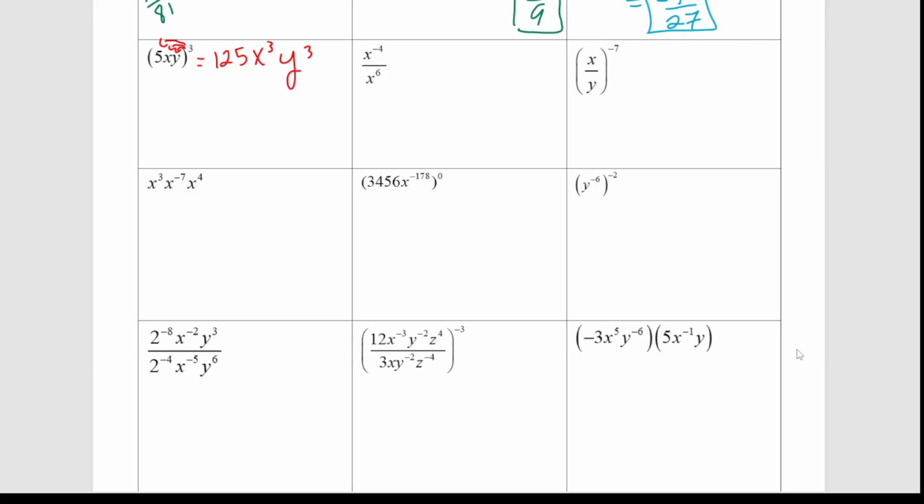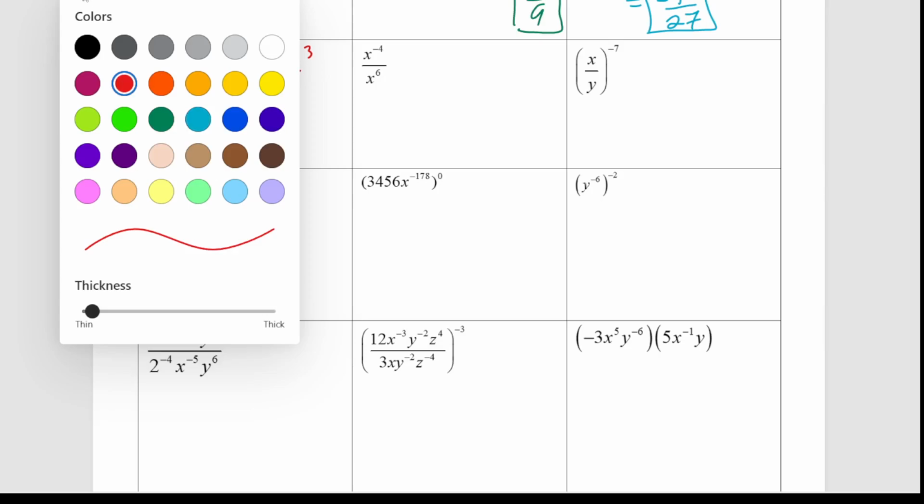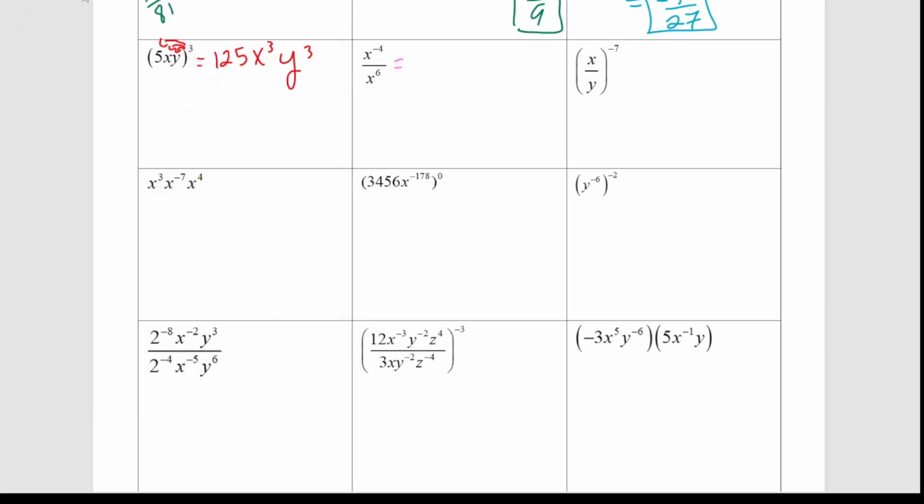For this next one, I find it helpful to go ahead and rewrite everything as a positive fraction first. So x to the negative 4 becomes 1 over x to the fourth, being multiplied by 1 over x to the sixth, since that x to the sixth does not move because it is a positive exponent. x to the fourth times x to the sixth, that's 4 x's times 6 more x's, will become x to the 10th.